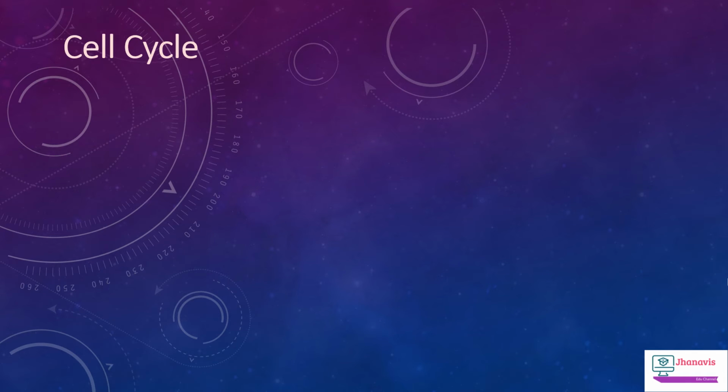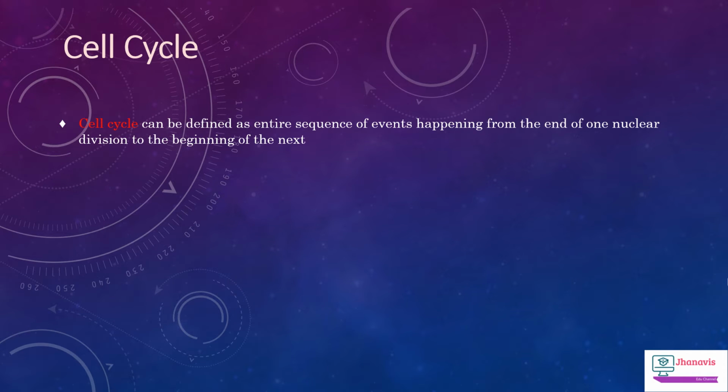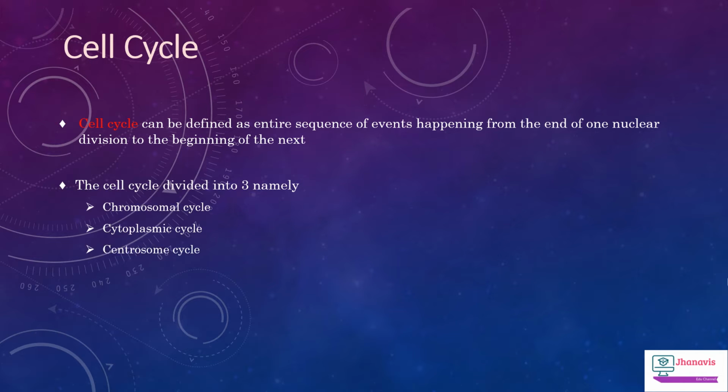Cell cycle can be defined as the entire sequence of events happening from the end of one nuclear division to the beginning of the next. The cell cycle divides into 3, namely chromosomal cycle, cytoplasmic cycle and the centrosome cycle. As we talk about the cell cycle, we have to remember the 3 cycles: chromosome cycle, cytoplasmic cycle and the centrosome cycle.